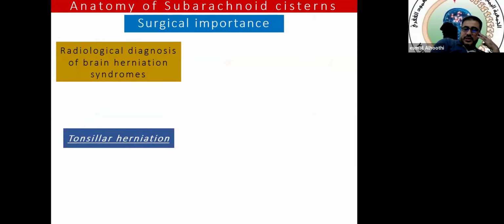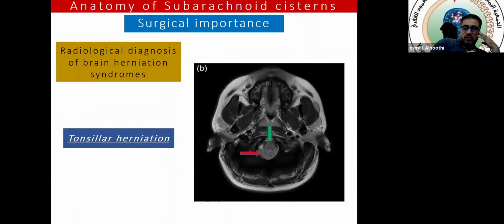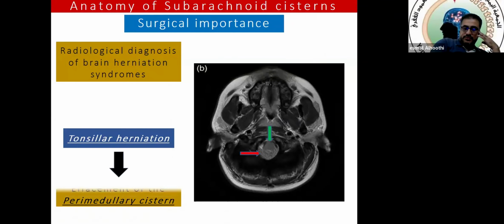Also, for example, in tonsillar herniation, there is overcrowding at the foramen magnum, and the cistern here has disappeared because there is herniation. So it also gives us an impression of tonsillar herniation.